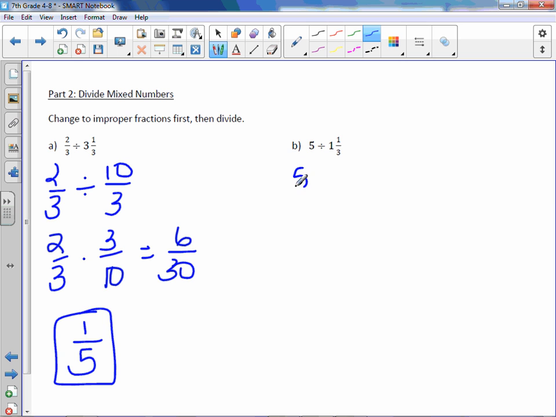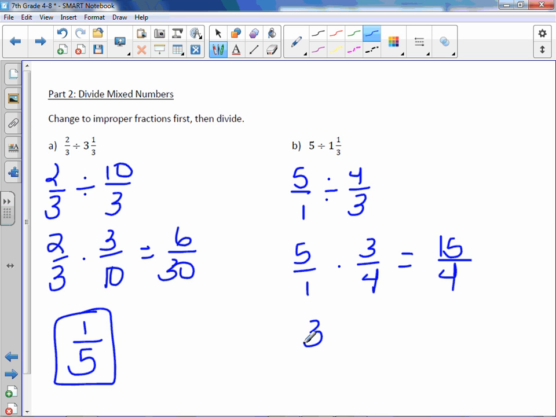Letter B is really 5 over 1 divided by, change it to an improper, 4/3. But I will not divide. I will multiply by the reciprocal and get 15 over 4. 4 goes into 15 3 times, which is 12, meaning there are 3 left over. So 3 3/4.